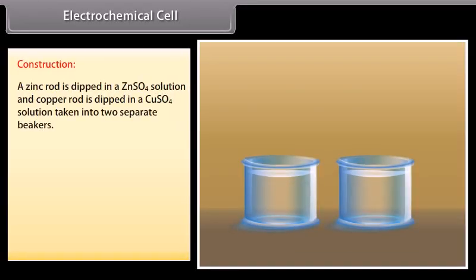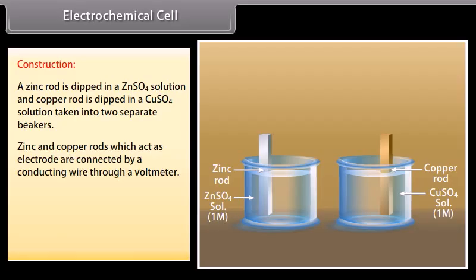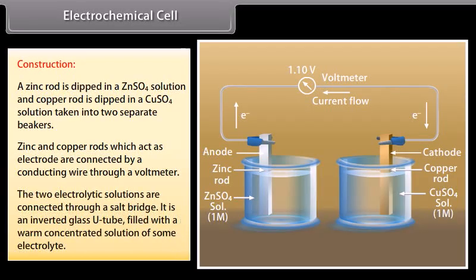Construction. A zinc rod is dipped in a ZnSO4 solution and a copper rod is dipped in a CuSO4 solution taken into two separate beakers. Zinc and copper rods, which act as electrodes, are connected by a conducting wire through a voltmeter. The two electrolyte solutions are connected through a salt bridge. It is an inverted glass U-tube filled with a warm concentrated solution of some electrolyte.